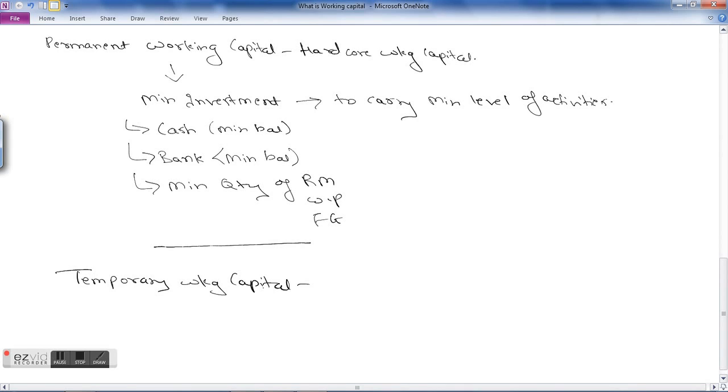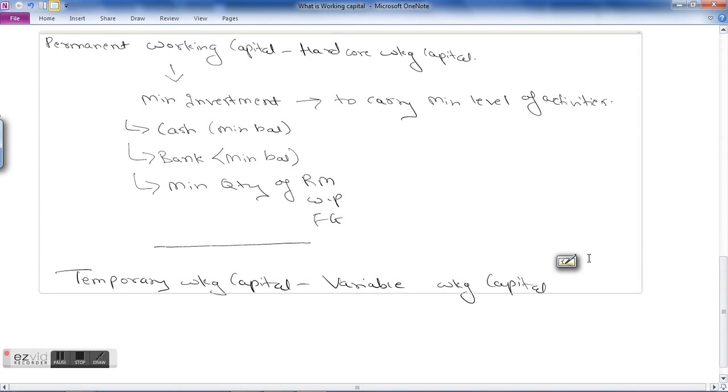It refers to that part of total working capital which is required by the business over and above permanent working capital. So whatever capital is required by the business over and above your permanent working capital is known as temporary working capital. It is also known as variable working capital. The volume of temporary working capital will keep fluctuating from time to time according to your business activity. It may be financed from short term sources.